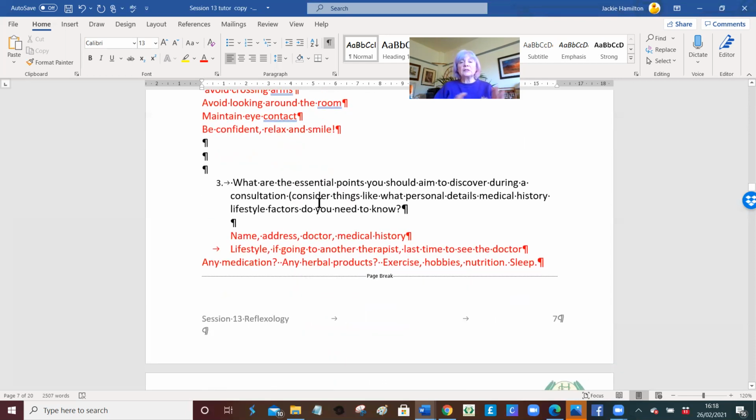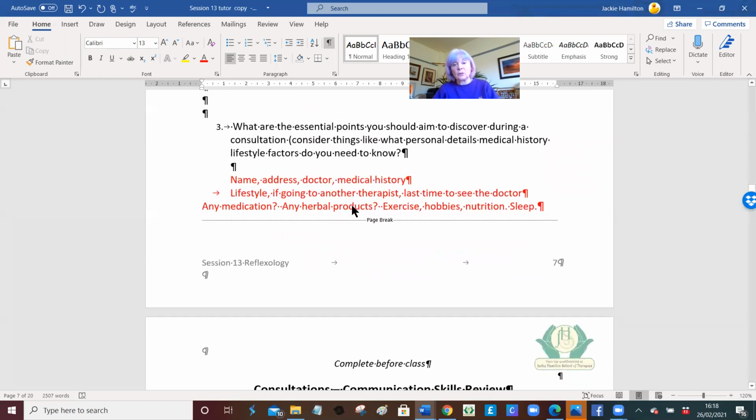So the essential points to cover: we need their name, address, their doctor, medical history, their lifestyle, if they're going to another therapist, the last time they saw their doctor, if they're on medication, any herbal products, exercise that they do, their hobbies, their nutrition, their sleep. So this is what you want to find out, and also what's in the family for health conditions. That's a good one to know about.